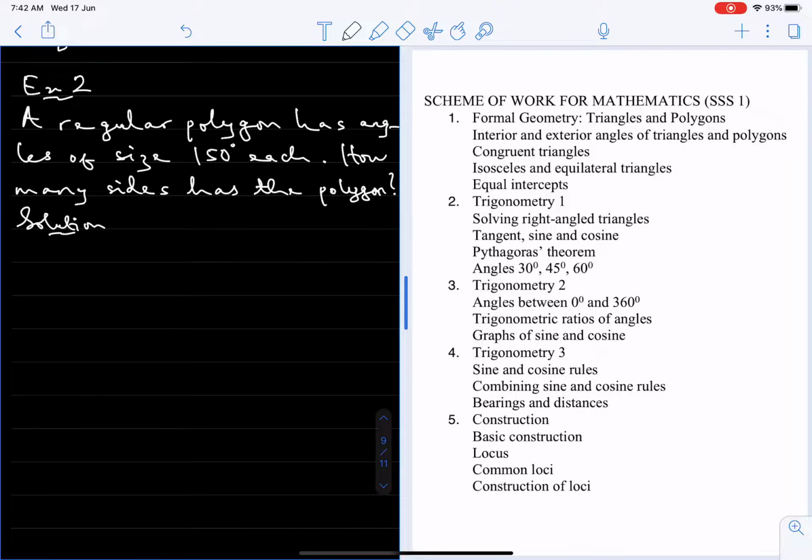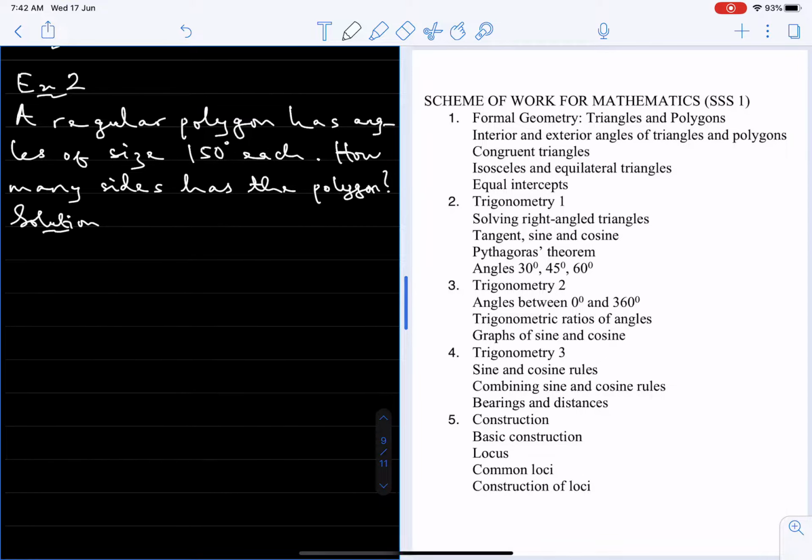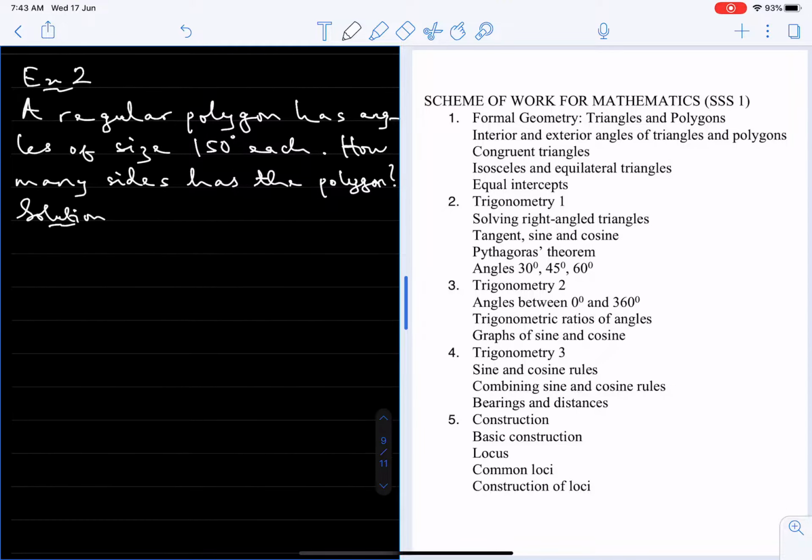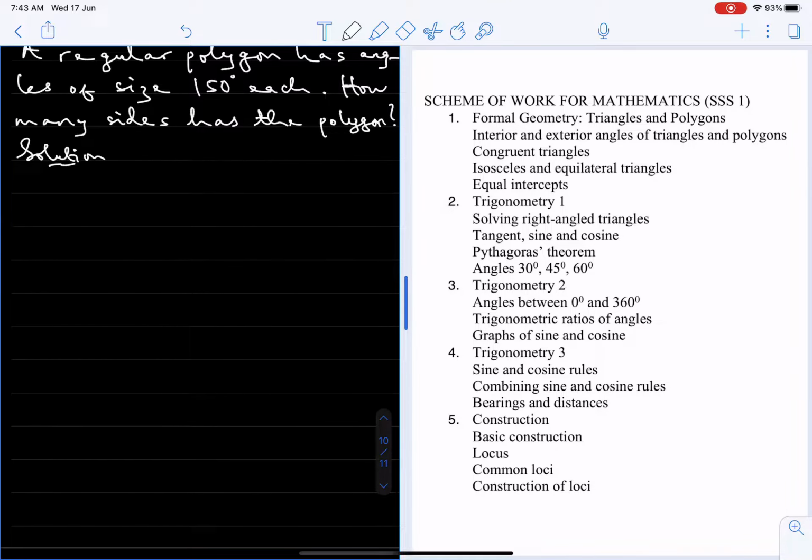A regular polygon has angles of size 150 degrees each. How many sides has the polygon? We know that if a polygon is regular, that means its interior and exterior angles are all equal. And we know there's a formula that says each exterior angle is equal to the sum of exterior angles over the number of sides. That's the formula I'm going to use to obtain the polygon.